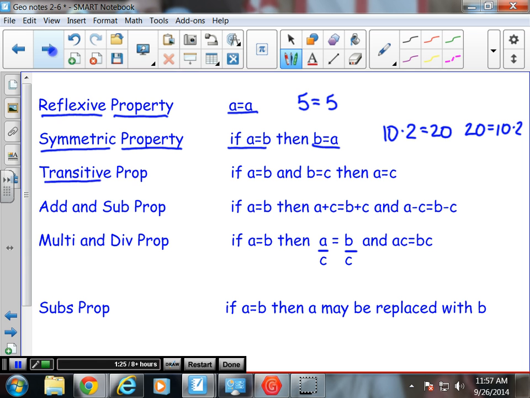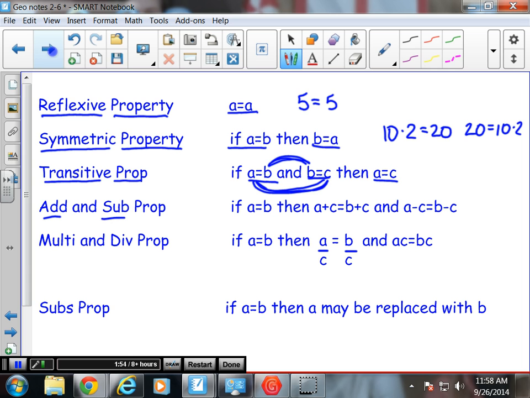Your transitive property. Transitive is the one that we've been working with for the past couple of days. It says if A equals B and B equals C, then A equals C. And we've done this quite a bit. Hopefully you're familiar with this by now. So if these two things here are the same, that means the outside two things have to be equal.